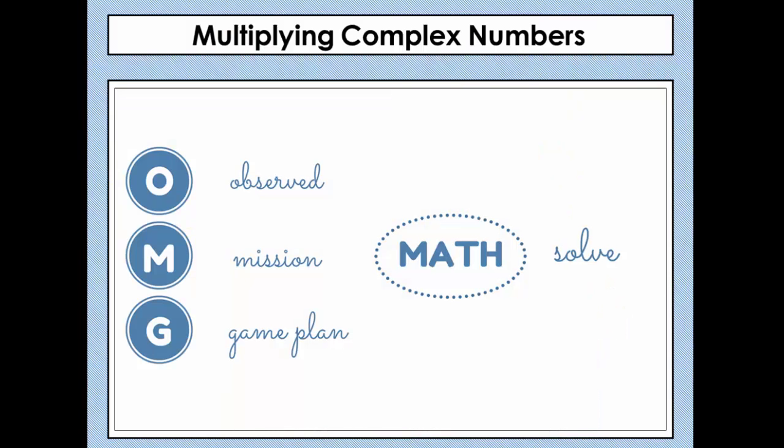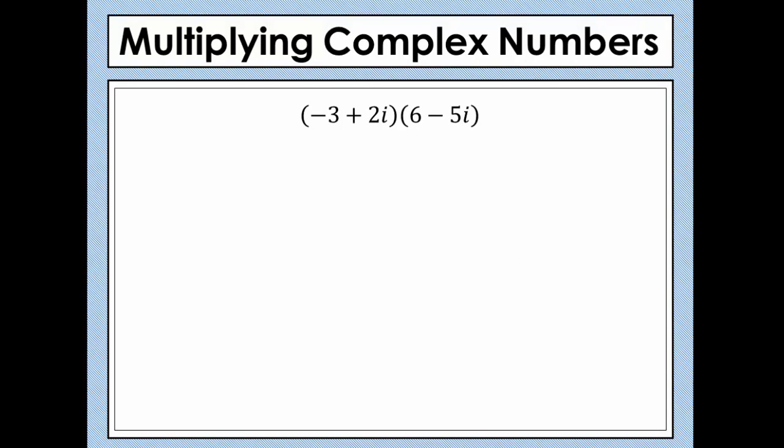Thanks for watching. Today we're going to be practicing multiplying complex numbers with OMGmath. It's a pretty simple concept if you are comfortable multiplying binomials. If not, it's going to take a little getting used to, but you should be just fine once you get practiced. So our problem is (-3 + 2i)(6 - 5i).